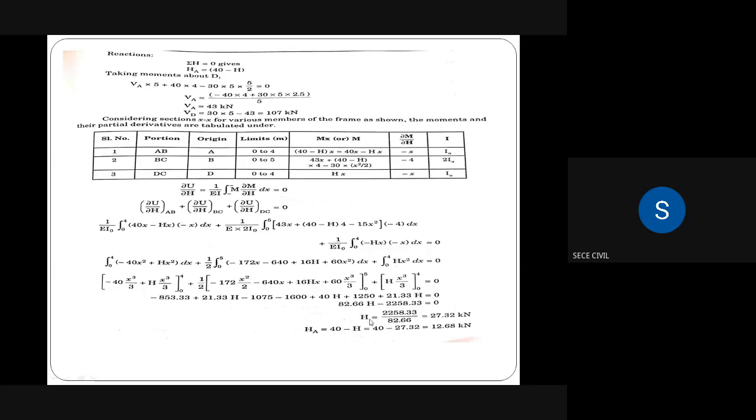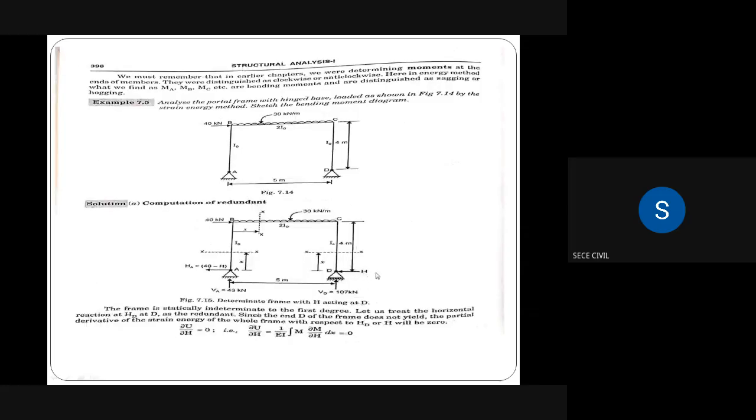So h is the force acting at the joint D. Therefore, HA is equal to 40 minus H. That is the equation we know. Substituting the H value 27.32, we get HA as 12.68. So we add these two values: HA is 12.68, H is 27.32. If we add these two values, we get 40. So 40 is acting towards the right side, and we have left side forces at D and at A. If we add both these values, it is balanced: 40 minus 40 is 0.